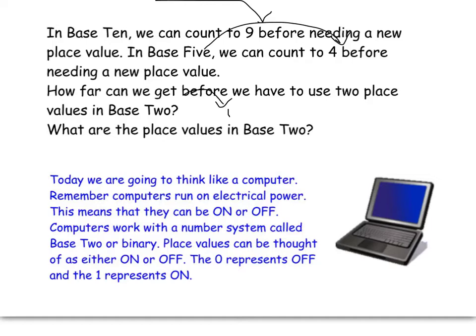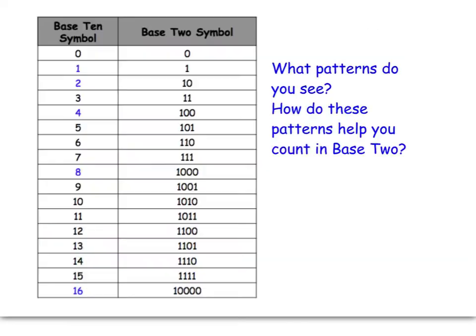All right, let's go back to this last question. What are the place values in base 2? We're going to see if you can find the pattern. Here's a diagram between all the base 10 symbols and all the base 2 symbols. So I want to see if you can come up with a pattern. What do you notice between the symbols that we know and the symbols that are binary? I want you to pause the video and come up with some patterns.